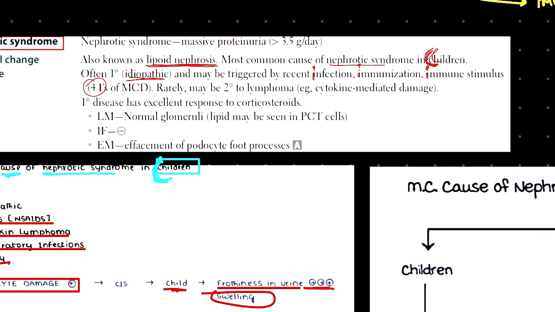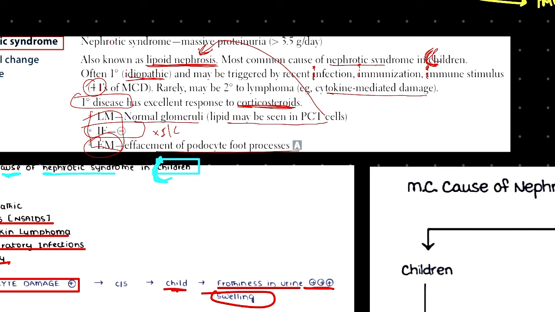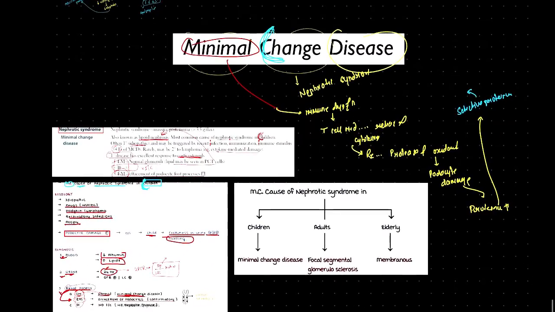Rarely it may be secondary to lymphoma, for example, cytokine-mediated damage. The primary disease will show an excellent response to corticosteroids. For diagnosis, on light microscope, normal glomeruli, lipid may be seen in PCT, so it is called lipoid nephrosis. Immunofluorescence reading will be negative because of no immune complex formation. On electron microscope, effacement of podocytes will be seen. That is the confirmatory diagnosis. So this was all about minimal change disease.